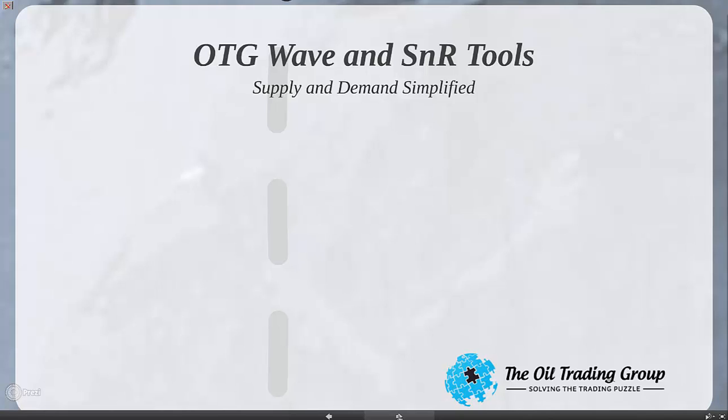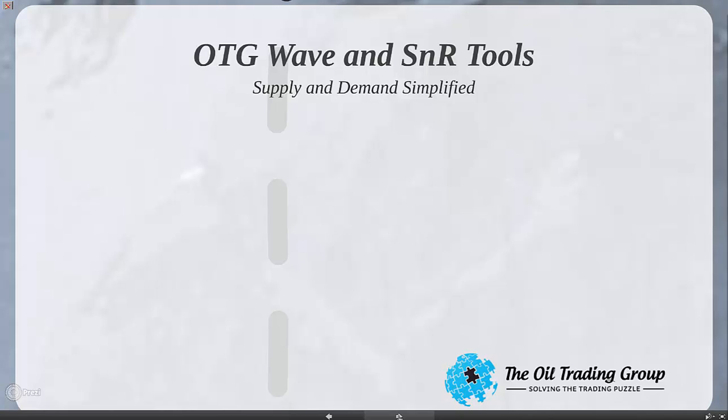All right, so we're going to talk a little bit here about the supply and demand tools. We call them the support resistance and the OTG wave. For those of you that know me and have been around me, you know I'm a price action and support and resistance trader. So I am looking for areas on the chart where I believe price action will respond, and it will either A, move away from it, or B, rotate around it.